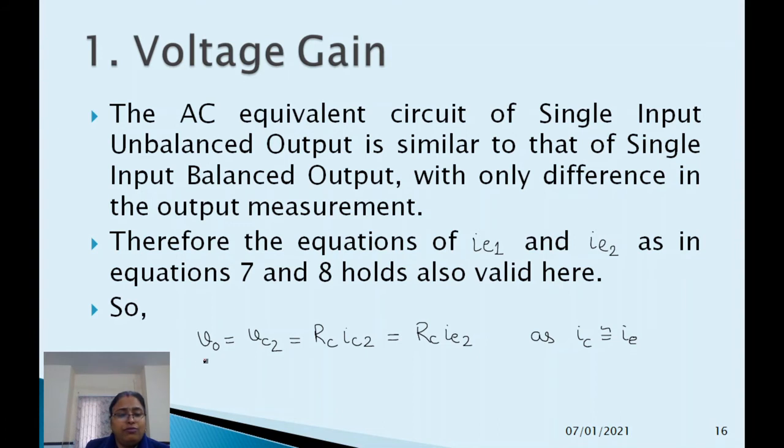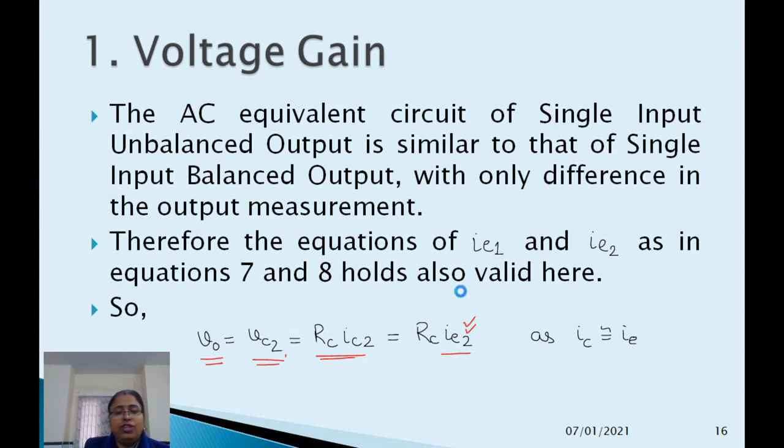So we have to just write that VA V naught, because there is a difference of V naught only. So here V naught is equal to VC2, because we are taking it across one of the collectors, and we are taking it at the C2 collector. So that's why V naught is equal to VC2, and it is nothing but RC into IC2, and IC2 is approximately equal to IE2.